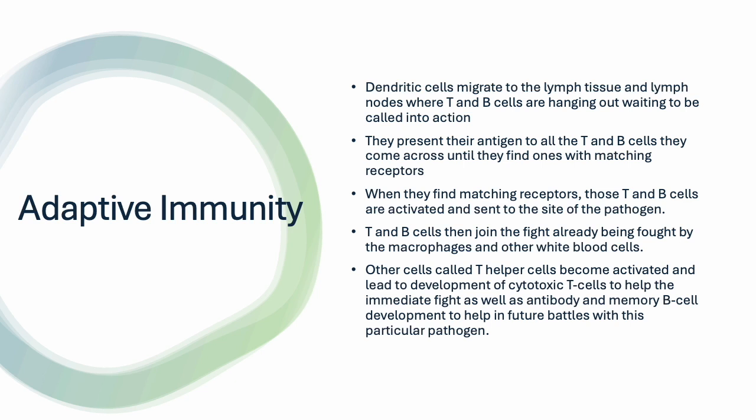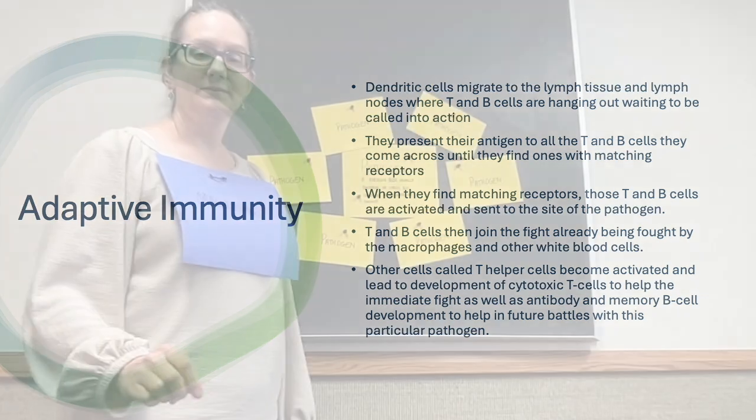Other cells called T helper cells become activated as well, and they lead to the development of other cytotoxic T cells that help the immediate fight, but they also trigger the development of antibodies and memory B cells to help in future battles with this particular antigen. Okay, now let's take a look at what this actually looks like inside the body.